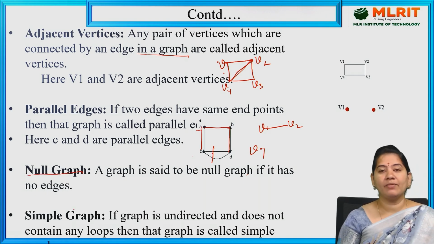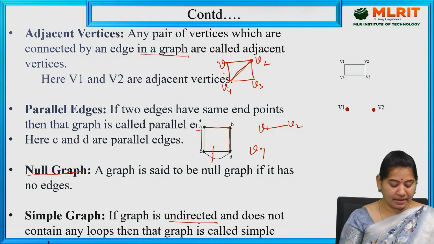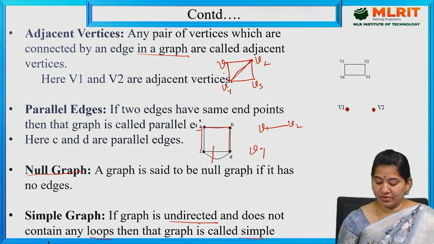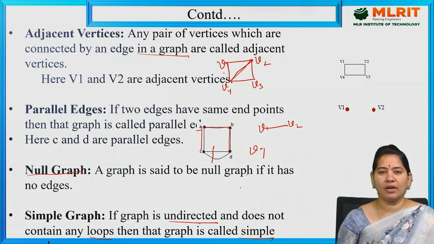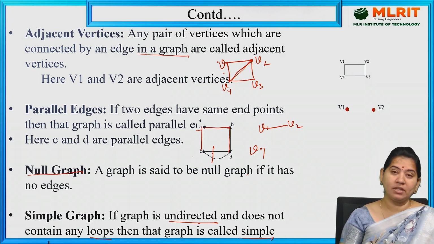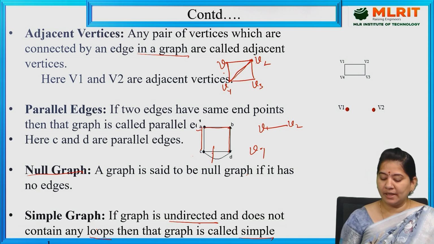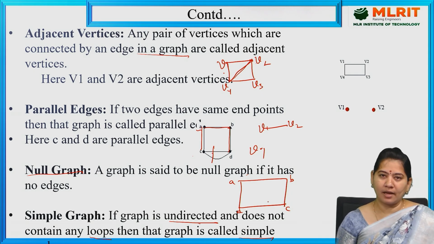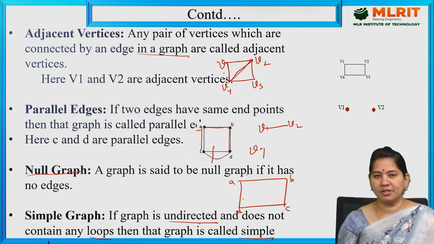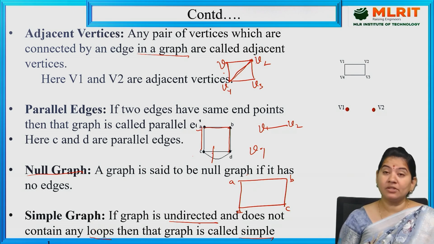In the same way, we have the simple graph. If a graph is undirected and does not contain any loops, then the graph is called a simple graph. We already know that an undirected graph means one which does not have any directions. Along with that, it does not contain any loops either. Let us suppose here I am drawing one graph where I have the vertices A, B, C, D. Now I can see that this graph is called an undirected graph. Why? Because it is not having any directions.